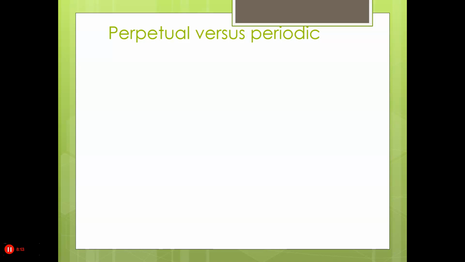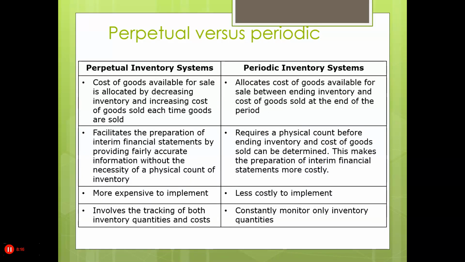Now, perpetual versus periodic. Perpetual inventory, cost of goods available for sale is allocated by decreasing inventory and increase in cost. So you have a constant knowledge. So if you're doing financial reports, you're always going to know how you're doing. It facilitates the preparation of interim financial statements by providing fairly accurate information. However, Perpetual is expensive to implement and involves the tracking of both inventory quantities and costs. You have to keep track of both.